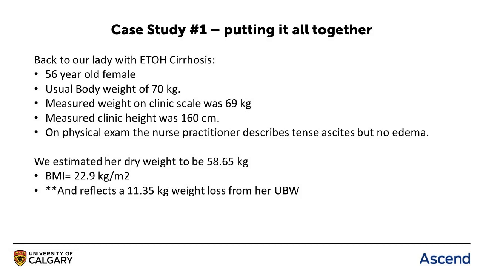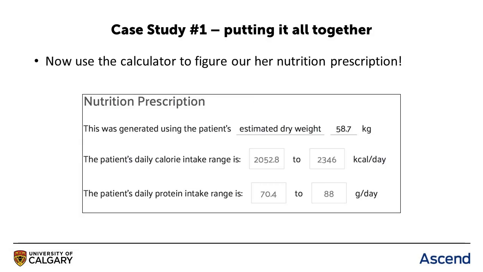Did anyone get her prescription yet? Yeah? Okay. So I've got that screenshot. Using her dry weight, and with where her BMI is at, there's no need to BMI stratify her. We just use her actual weight. And so her daily calorie intake goals should be around 2052 to 2346 calories per day.